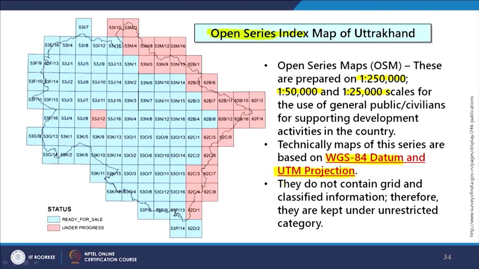And these topo sheets, if you buy open series, do not contain any grid, that is latitude longitude grid, and they do not contain classified information. Therefore, they are kept under the unrestricted category. So, these are available to anyone who requires them for their usage, maybe for development of an area or for GIS purposes or for some project or construction or any other thing. Because of no restriction, and now using GPS or GNSS, you can use the locations which will plot very accurately on this. So, this brings to an end this discussion on map projection.